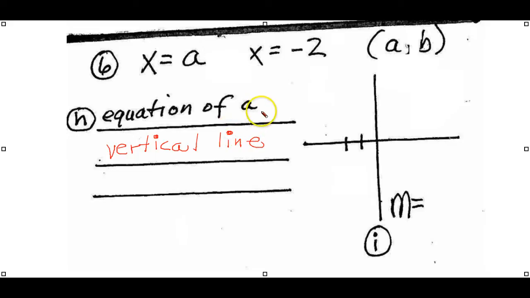And the line goes through A. A is your x value, so therefore a vertical line going through negative 2, and just go up to any other point, and you end up with a vertical line.